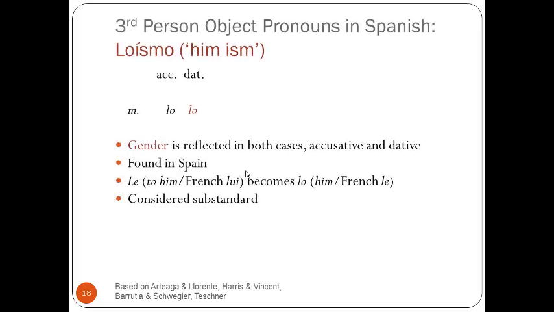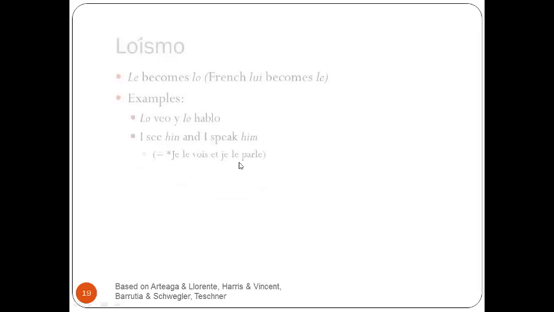Then we have loísmo, and it's the same thing, but in the masculine. So lo is being used as accusative and dative. We have gender. Again, this is found in Spain, so le becomes lo. In French, lui becomes le. And this is considered substandard, and I definitely would not teach either laísmo or loísmo.